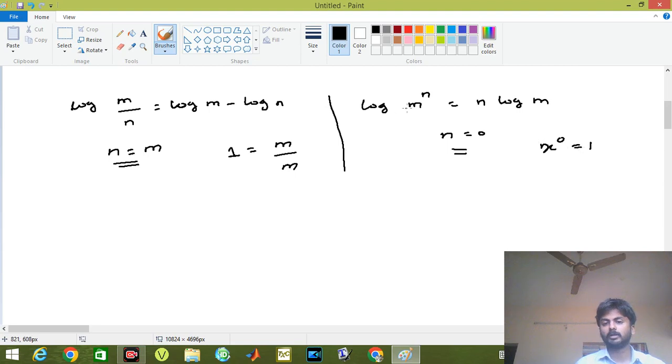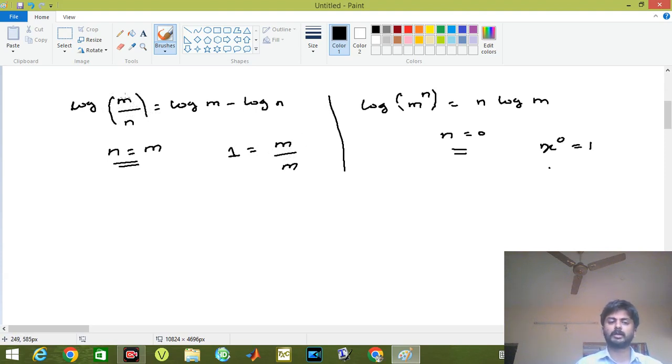So here we are having m power n. If I want to have 1, I have to make this n equal to 0. In the same way, if I want to have 1 here, I want to divide this m by m. That is why I am taking n equal to m.